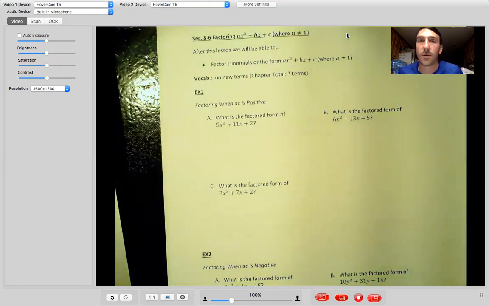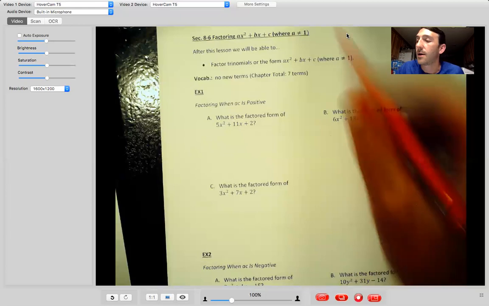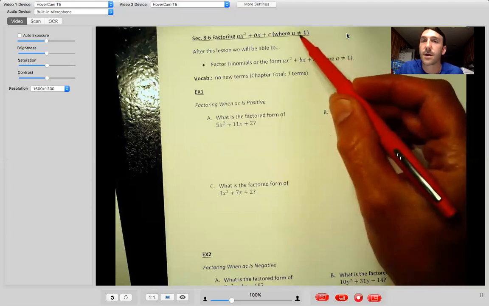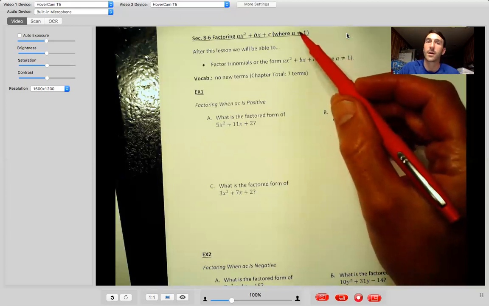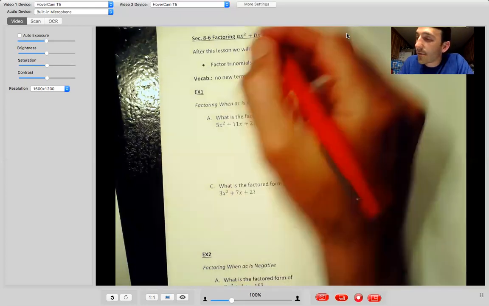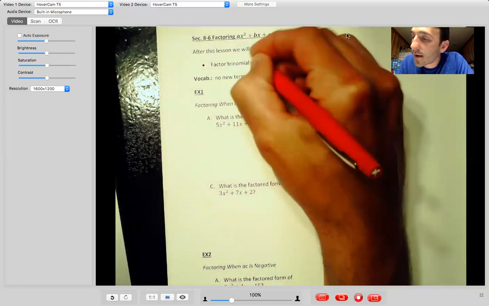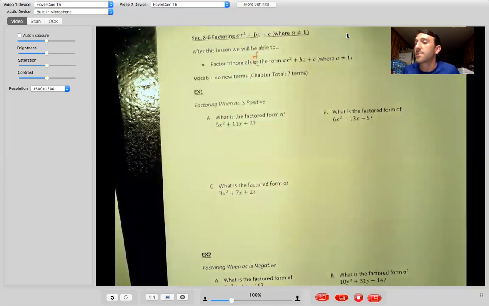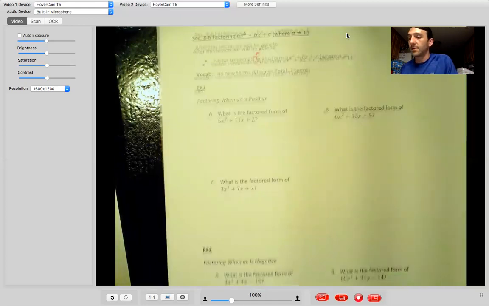It goes along with what we've been covering, factoring. It's section 8.6. The difference is if you look up here, the first coefficient is not 1. It's a number greater than 1. So the learning target says after this lesson, we'll be able to factor trinomials of the form ax squared plus bx plus c. So same thing we've been doing, but just a little bit tougher. So let's go ahead and get down to it.